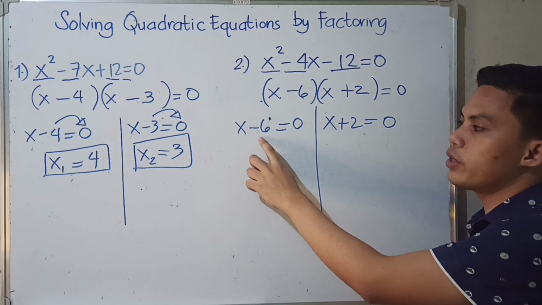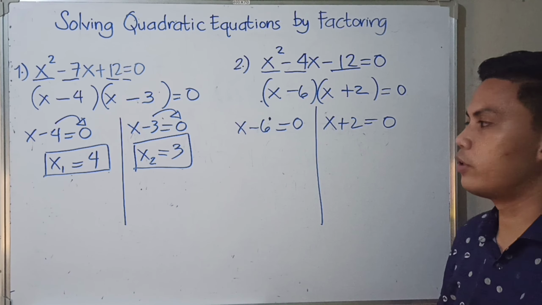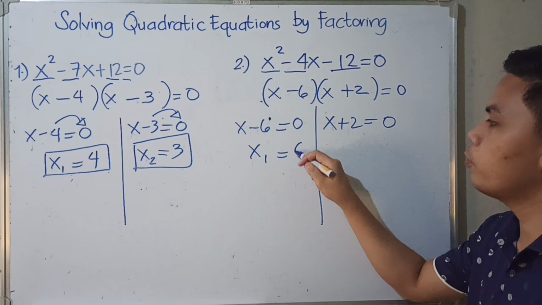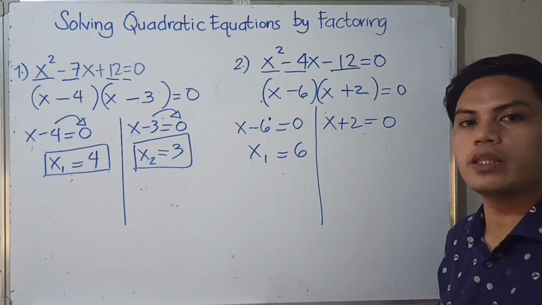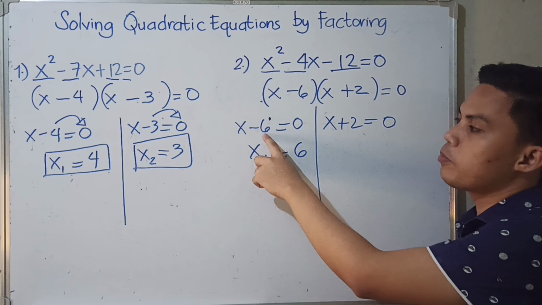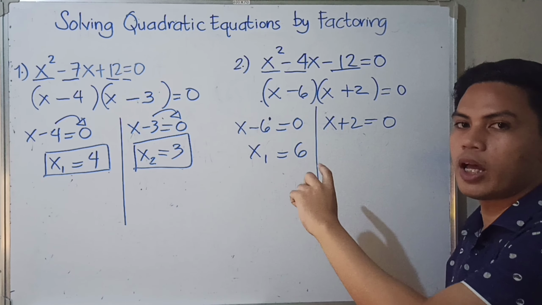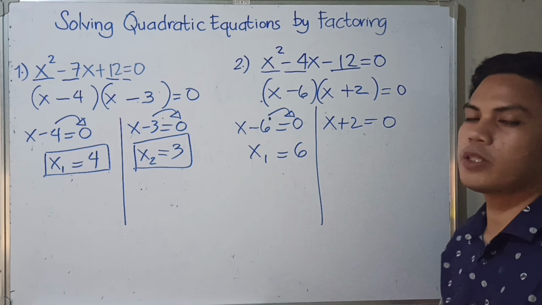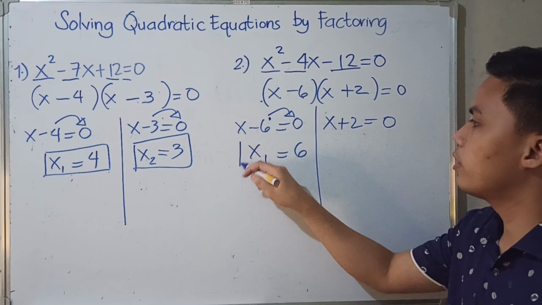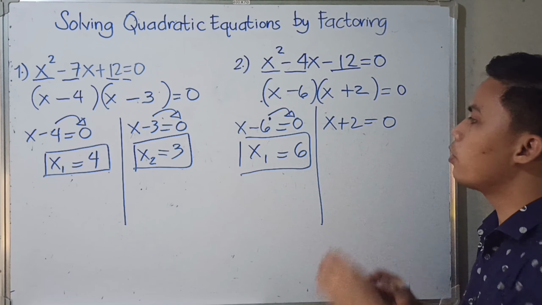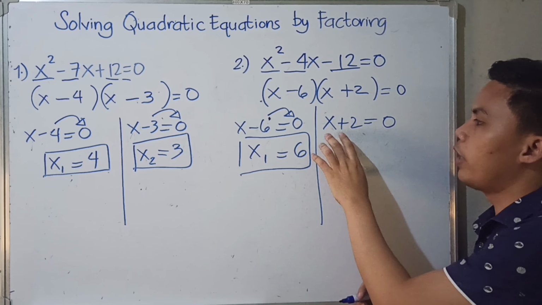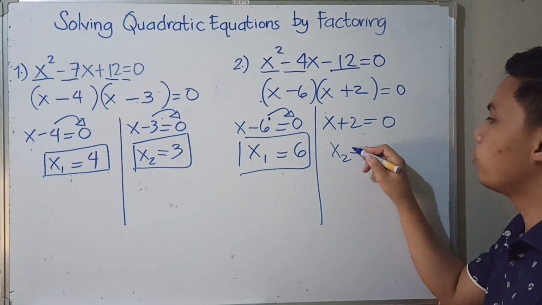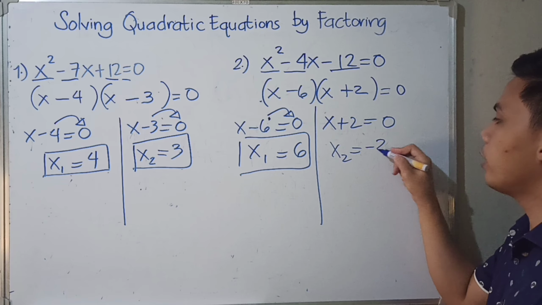Let's solve first the first factor. So, we have x or x sub 1 would be equal now to positive 6. Bakit naging positive 6? Kasi nga, transpose natin si negative 6 papuntang right side ng equation. So, negative 6 becomes positive 6. How about sa second na factor? So, we have x plus 2 is equal to 0. Therefore, ang ating x sub 2 would be equal to negative 2.